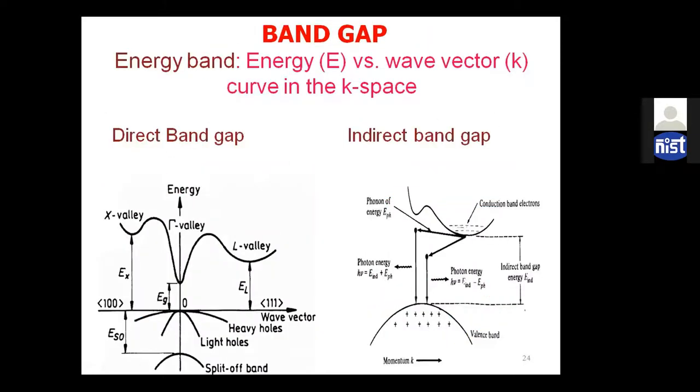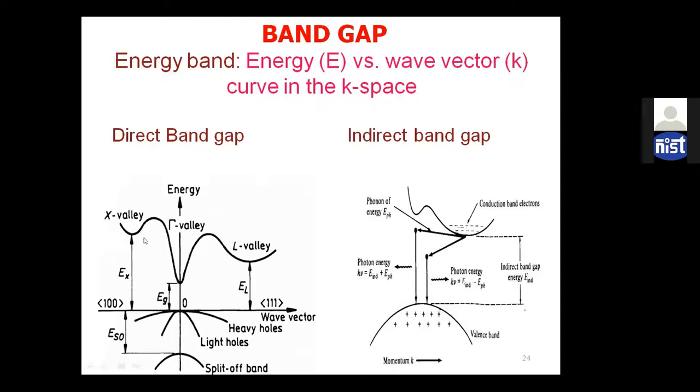Another fact which we should know about the semiconductor device is the band gap. Because this E-k diagram, energy versus wave vector, where k is the wave vector in k space, is an important one. See, this is for gallium arsenide.